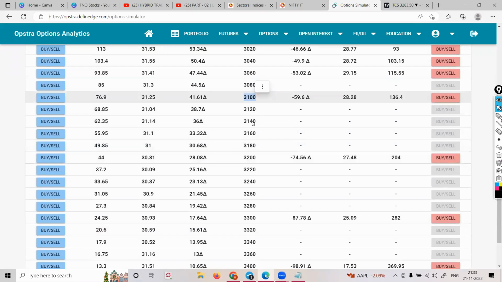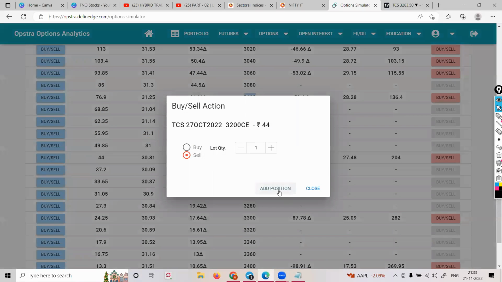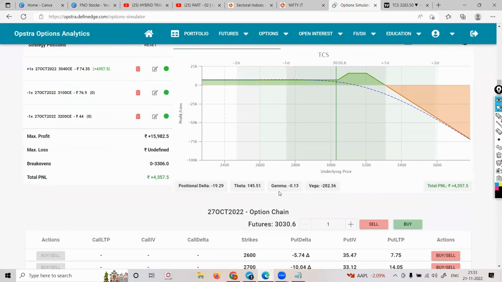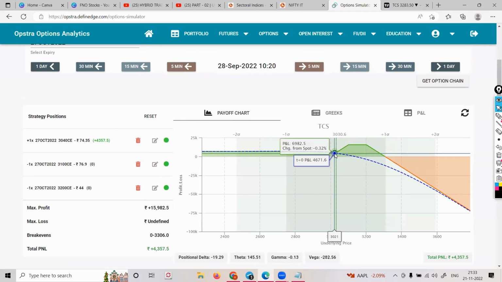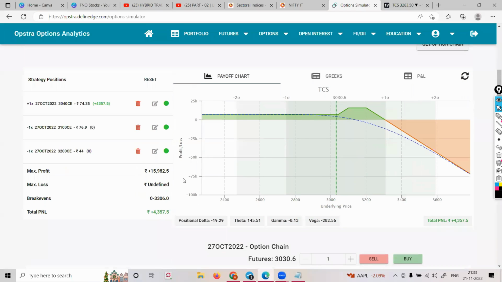So what if I go for OTM, 1, 2, 3, 4, 5, and sell this? What is the impact on your trade now? The moment you sold one more, what do you see? Increase in profit. Almost from 4,000, your profit has increased to 15,000. So how many times is this?